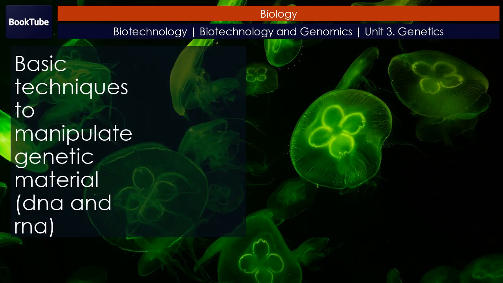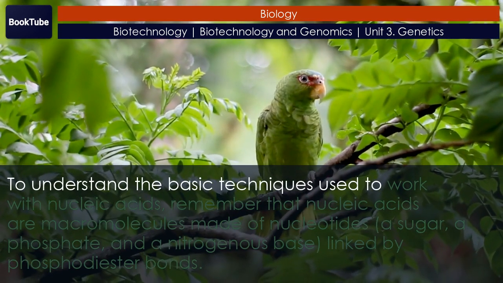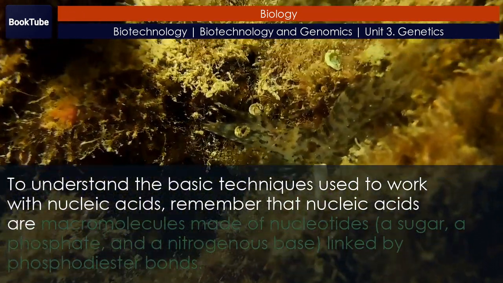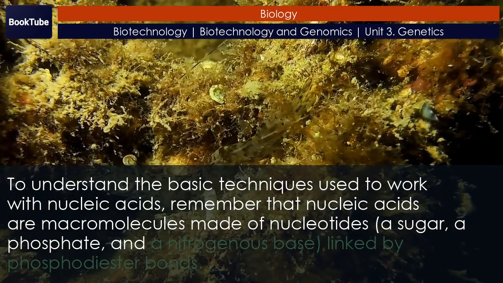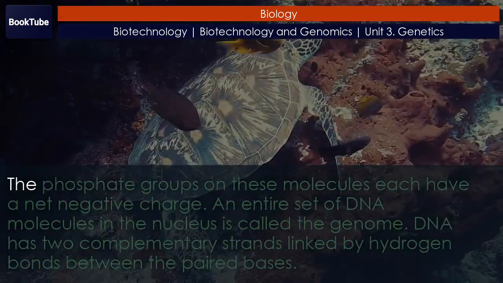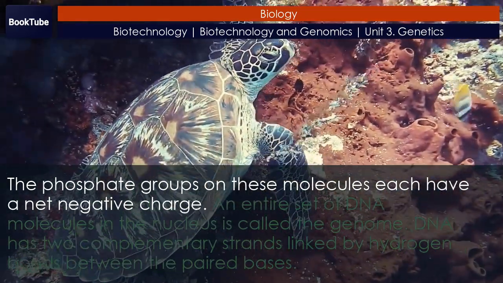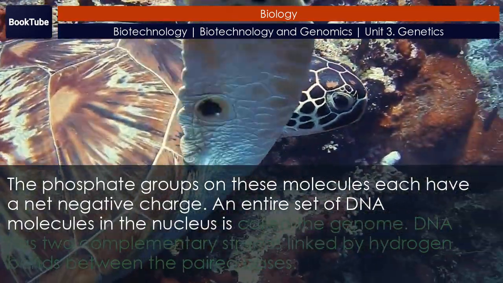Figure 1. Basic techniques to manipulate genetic material, DNA and RNA. To understand the basic techniques used to work with nucleic acids, remember that nucleic acids are macromolecules made of nucleotides, a sugar, a phosphate, and a nitrogenous base, linked by phosphodiester bonds. The phosphate groups on these molecules each have a net negative charge. An entire set of DNA molecules in the nucleus is called the genome.